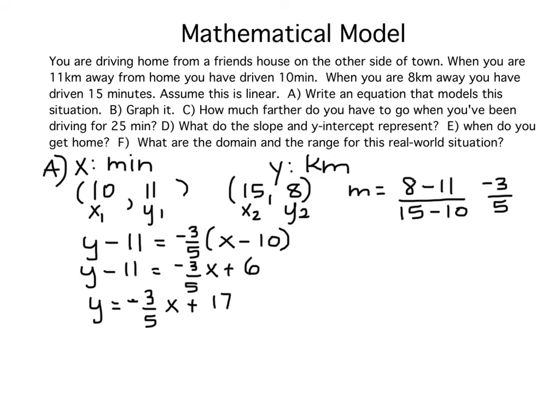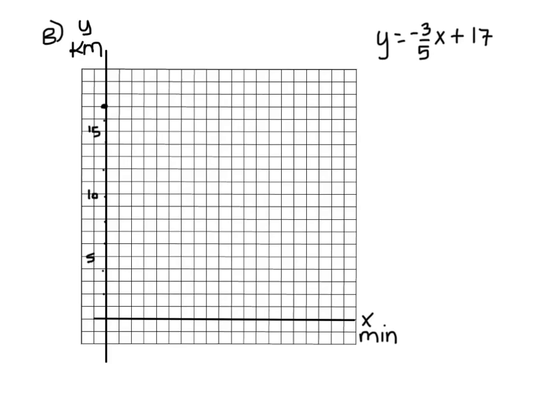So now let's continue with the graph on the next page. To graph this, I'm just going to plot the y-intercept, which is 17. Don't forget, this is what I plot first. Now I'm going to do the slope, which is rise over run. I have a -3 rise, so I'm going to go down 3 over 5, down 3 over 5, and that will be my graph.